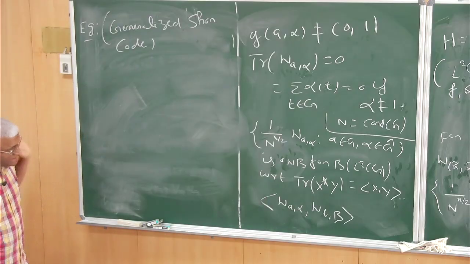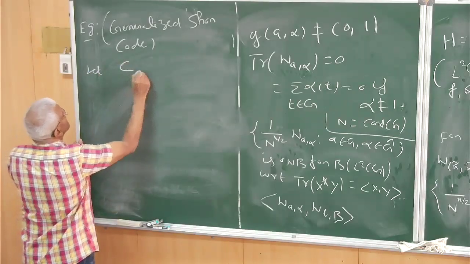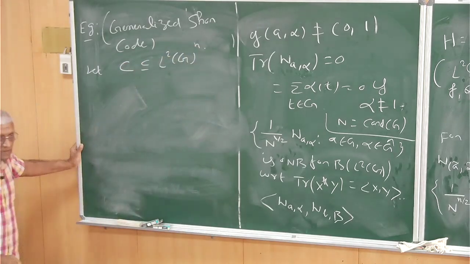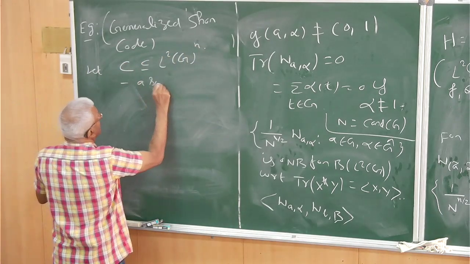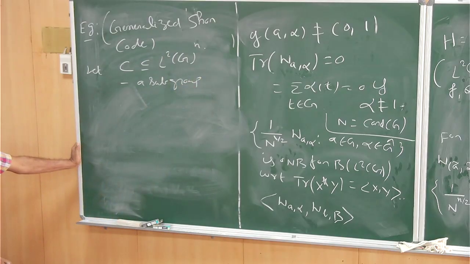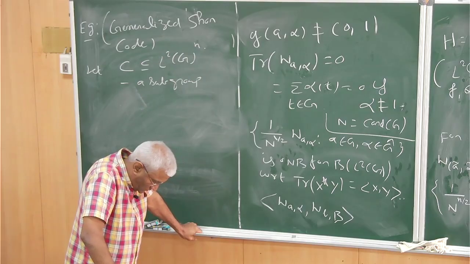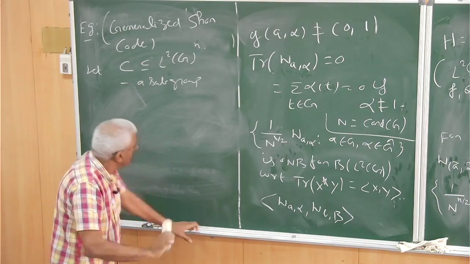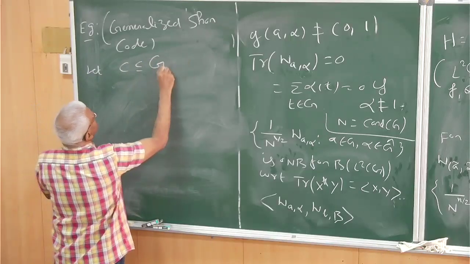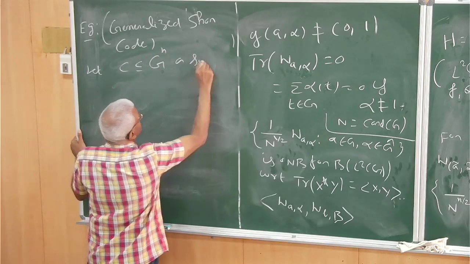So let's again keep the same thing, L2G and all that. Let C be contained in L2G, a subgroup. Sorry, we wanted a classical one. C contained in Gn, okay, a subgroup. Gn is a group, a direct power subgroup.